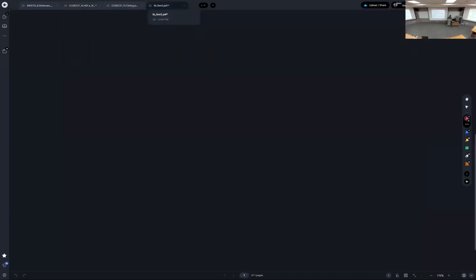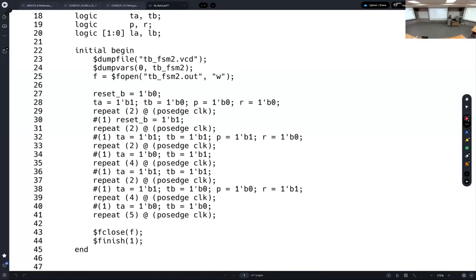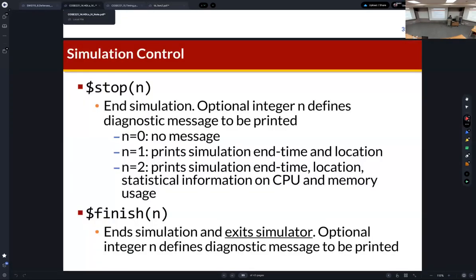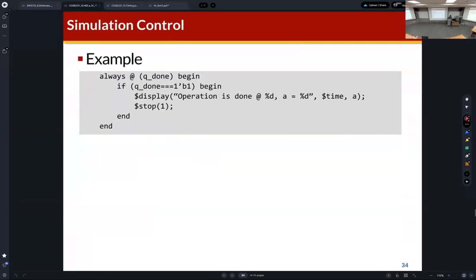Example. In this test bench you can also find the finish function. Initially this test bench starts at the initial state at the beginning of simulation. Then you can find many timing controls here. And then the simulation is done at this time, and then finish. So this is the simulation control function in the test bench.